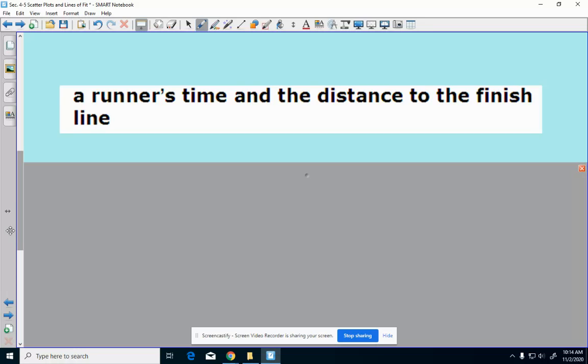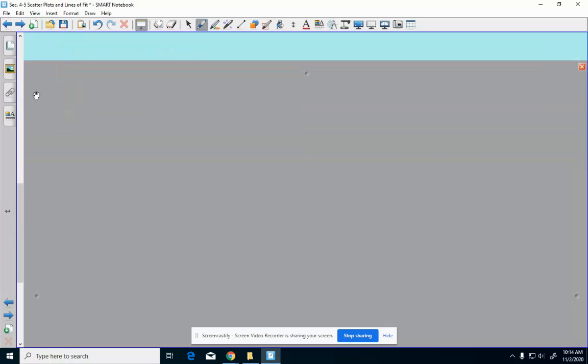Let the doorway be the finish line. When you say go and I take off, my time is increasing right now, but my distance to this door is getting smaller. So one value is growing, one value is decreasing. What type of relationship is that? That is a negative relationship, right? One value is increasing while the other is decreasing.